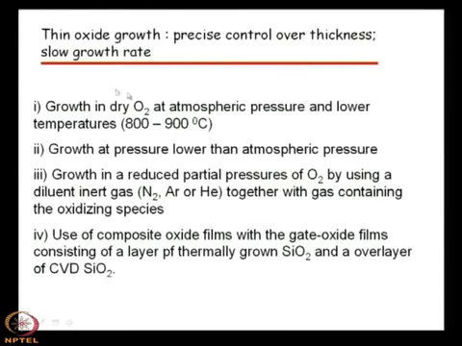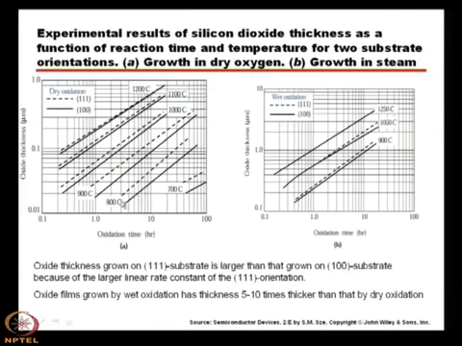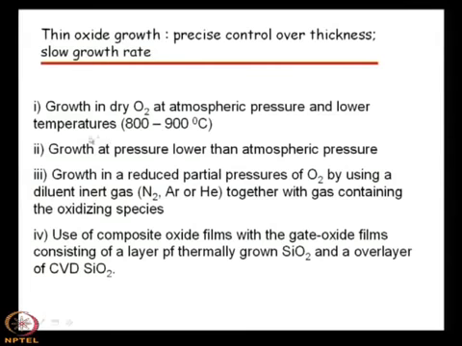Then what are the major steps that the industry has taken? The protocols are: one is growth in dry oxygen at atmospheric pressure and lower temperatures. Lower temperatures means 800-900 degrees centigrade. So, here you see that it is 800-900 degrees centigrade, atmospheric pressure and low temperature, this is dry. Another protocol can be growth at pressure lower than atmospheric pressure.